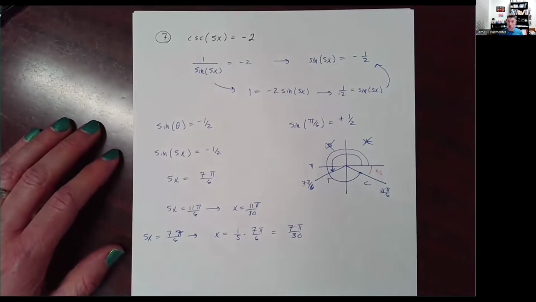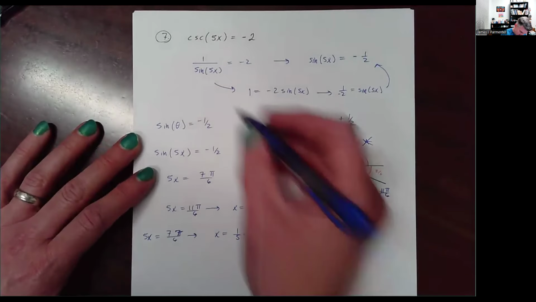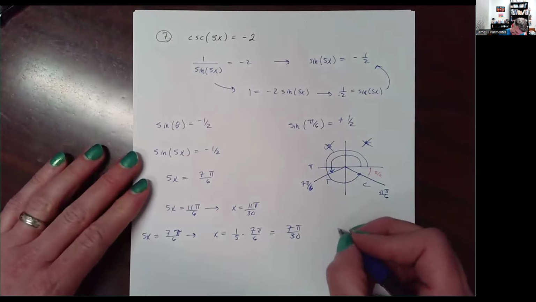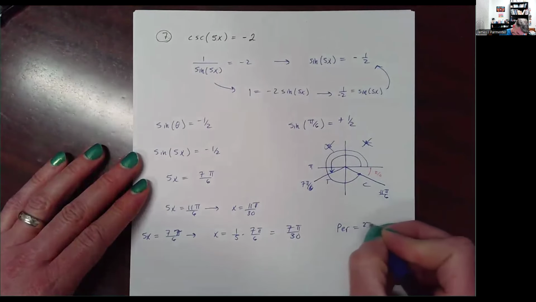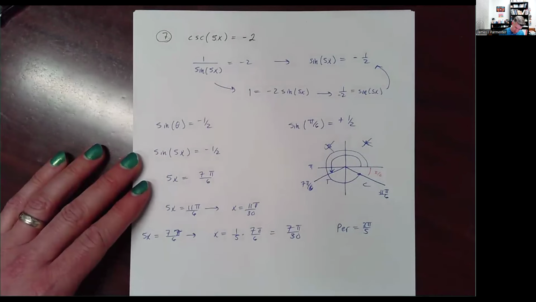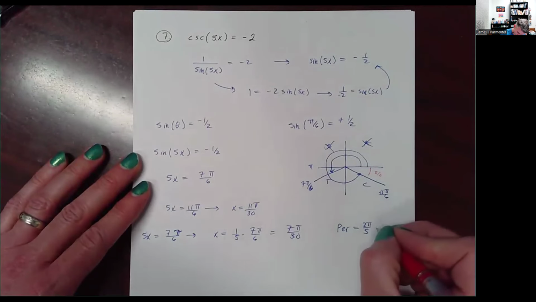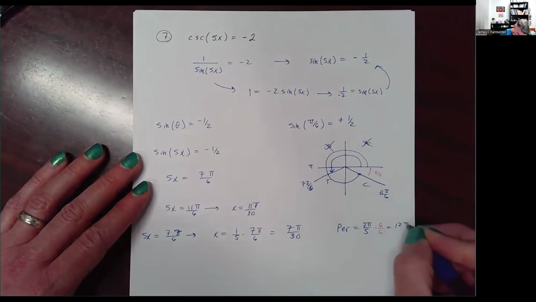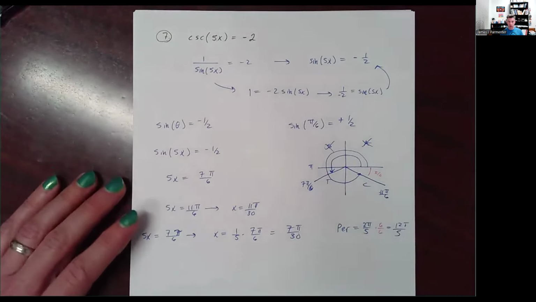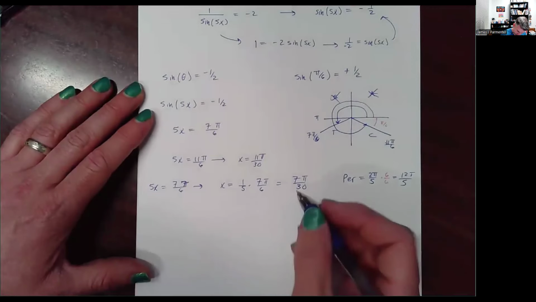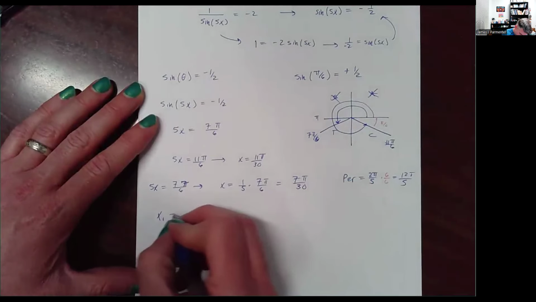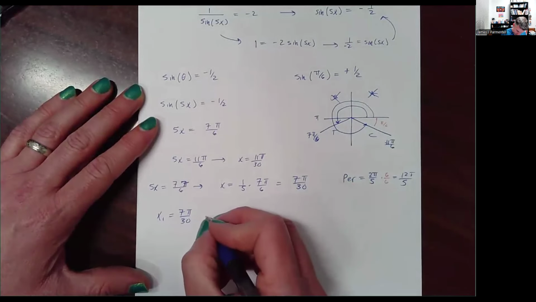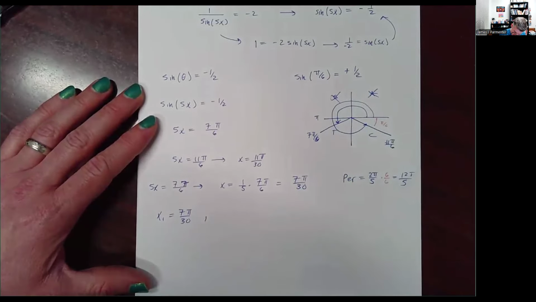And the period here is 2 pi divided by 5. So for sine of 5x or cosecant of 5x, they both have the same period. Period is 2 pi divided by 5. I'm going to get a common denominator, multiply by 6 over 6. That's going to be 12 pi over 30. Okay, so we're going to take this answer here, x1 equal to 7 pi over 30, and we're going to add on 12 pi over 30.